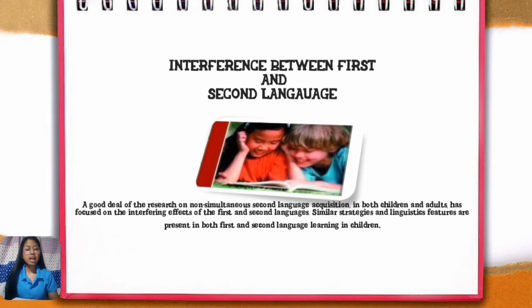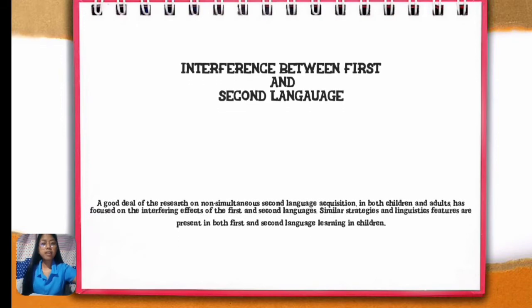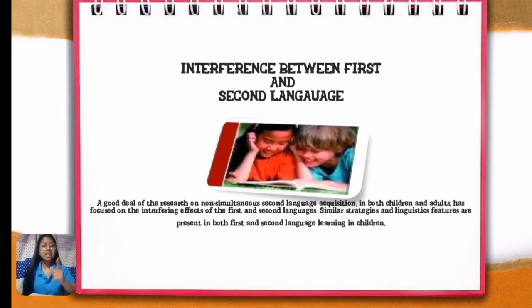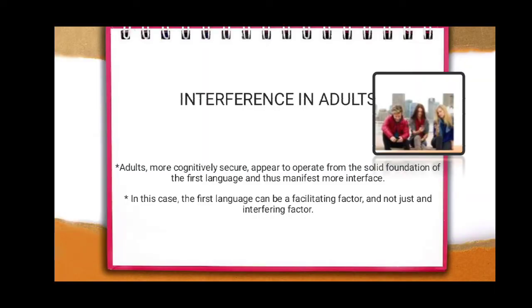Moving on to the interference or the intervention between the first and second language, it says here that much of the research on non-simultaneous second language acquisition in both children and adults has focused on the effects of the first and second language interaction. Interference of adults. Adults, more cognitively secure, appear to operate from the solid foundation of the first language and thus manifest more interference.